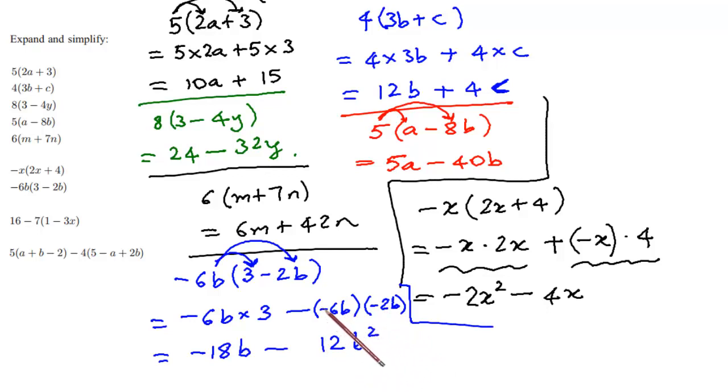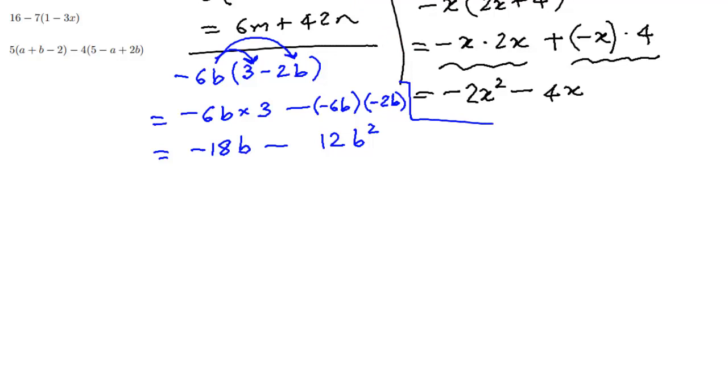And what about this? Negative and negative is positive. So we have a positive 12b square, but we have a negative sign before the positive number. So minus and plus is minus. And since this is b and this is b square, they are unlike terms.